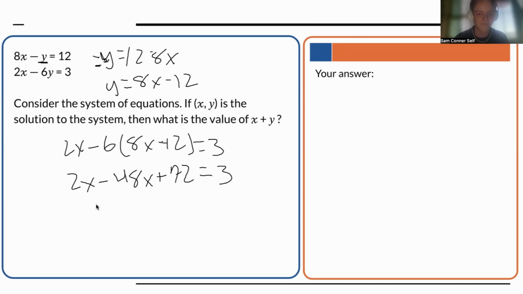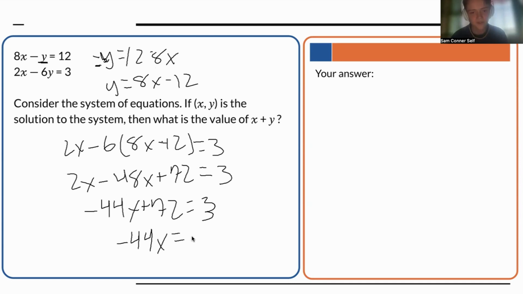It's going to be 2x minus 48x, which is negative 46x, plus 72 is going to be equal to 3. Then it's going to be negative 46x is equal to 3 minus 72, which is negative 69. And it isn't giving me a nice answer.